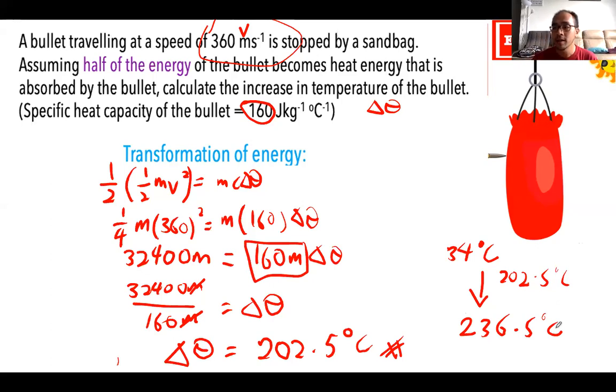Which also probably explains, this is not a very good example, why people, when they get shot in movies, lepas dia orang kena tembak, dia orang rasa, oh, I feel very warm. It's because of the bullet. First they feel very warm because of the bullet, and then of course they feel very cold because they're dying. But they will feel very warm first because there's this big change of energy in the bullet that makes the bullet become very hot.